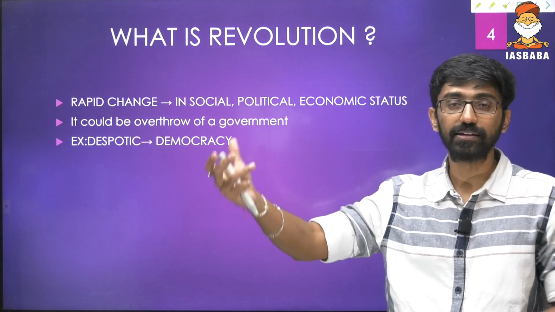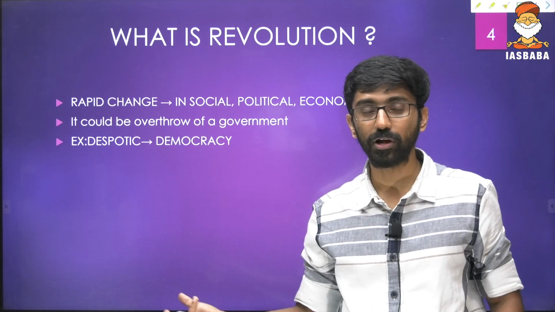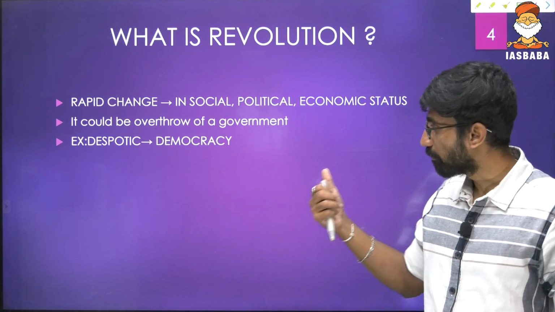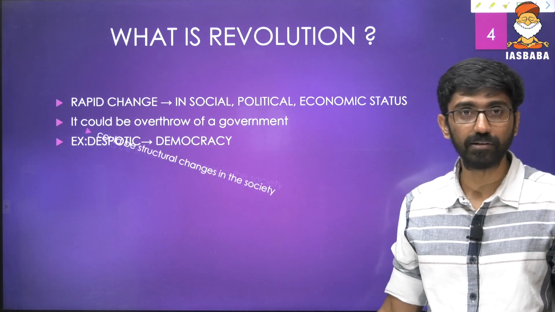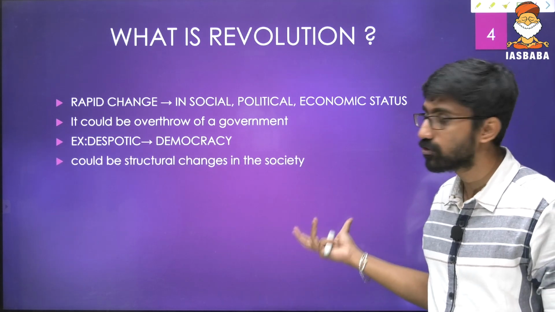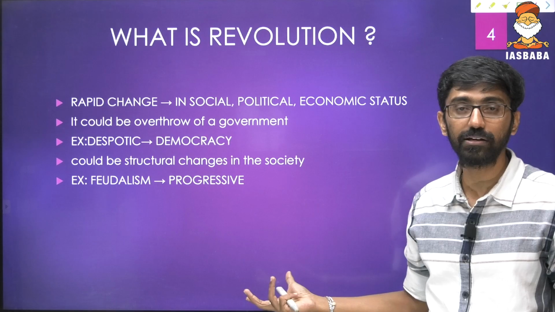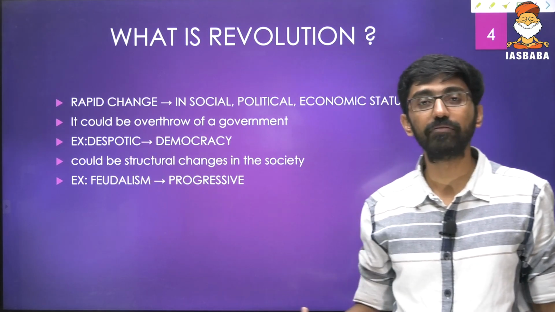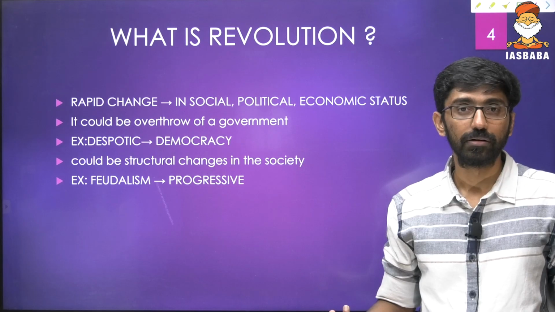Despotic government is, we can say, the monarchical despotic governments. The monarchy will be the constitution, it is the law. Now from that one to the rule of law, that is democracy. It could be structural change in society, let's say from feudalism to progressive society, from landlords dominated society to, we can say, equality within society, forward looking society.